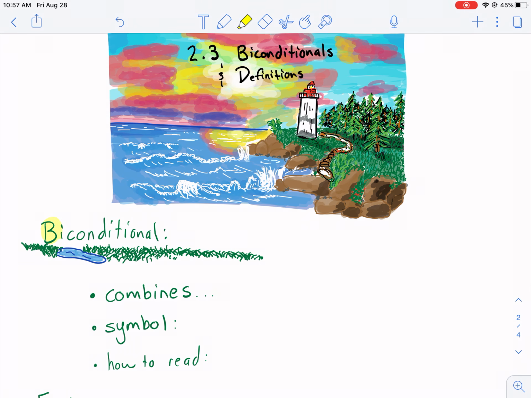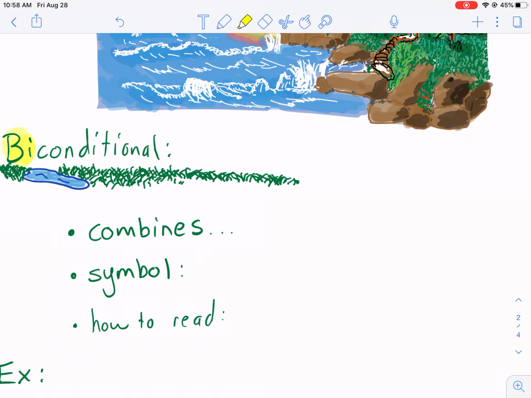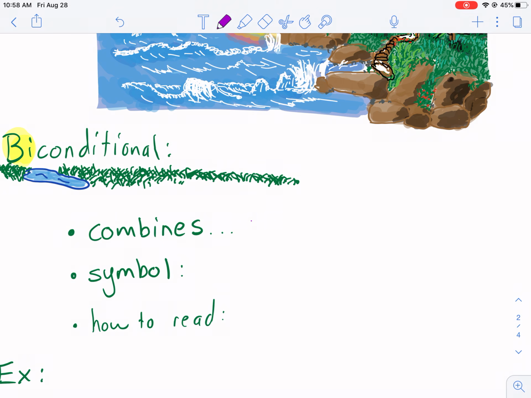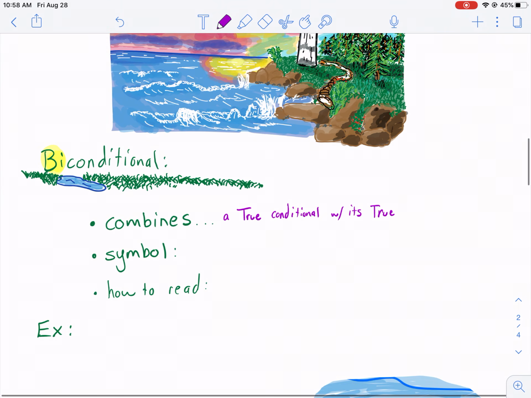Biconditional. What does that mean? Well, we have conditional. We already know what a conditional statement, an if-then statement, is, but now we have biconditional. Bi means two, like bicycle, it means two wheels. Biconditional means two statements. So what is it all about? Well, a biconditional statement combines a true conditional with its true converse. So that's the important thing here.